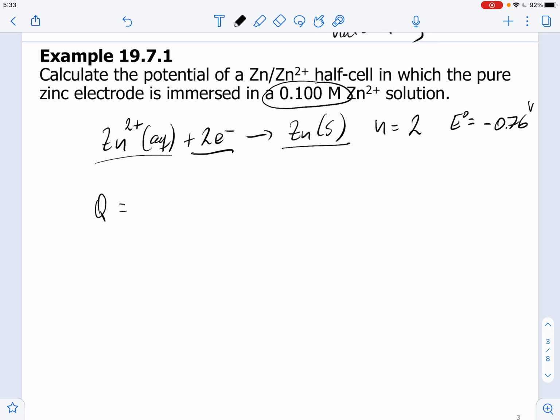So technically you could treat this as an equilibrium reaction, which means calculating Q is the same thing as calculating the constant for this reaction. In order to do so, it is products over reactants. But on the product side you have a solid, so that is going to be 1 divided by the concentration of your zinc 2 plus. Okay, so this is Q for this half reaction.